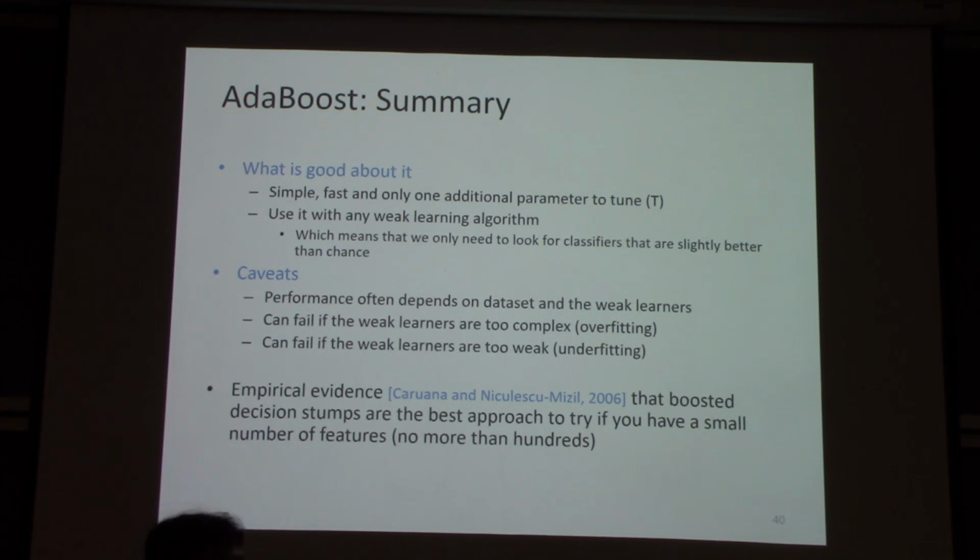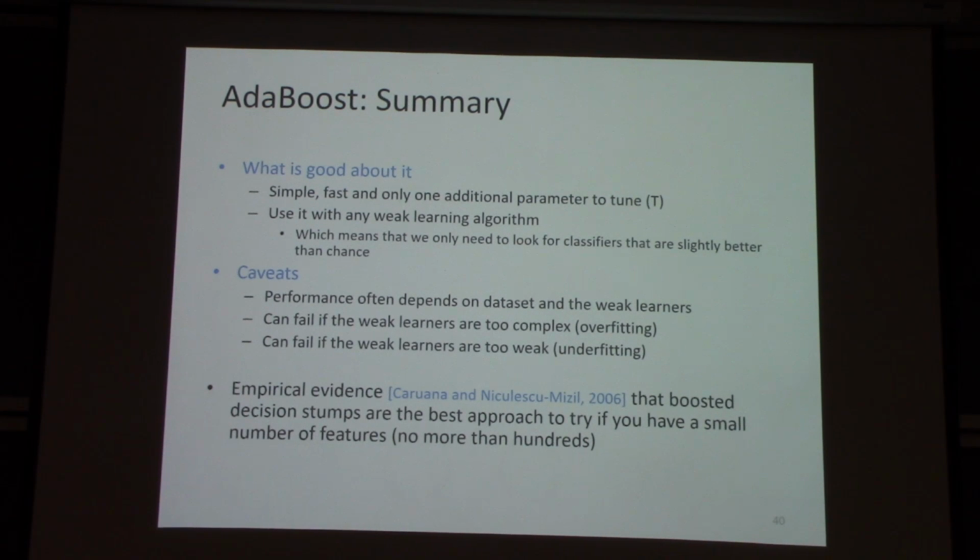the performance of the final hypothesis often ends up depending on the weak classifiers that you use and the data set that you have. If your weak classifiers are too weak, then you end up underfitting. If your weak classifiers are too strong, you end up overfitting. And what's the sweet spot? I don't know.